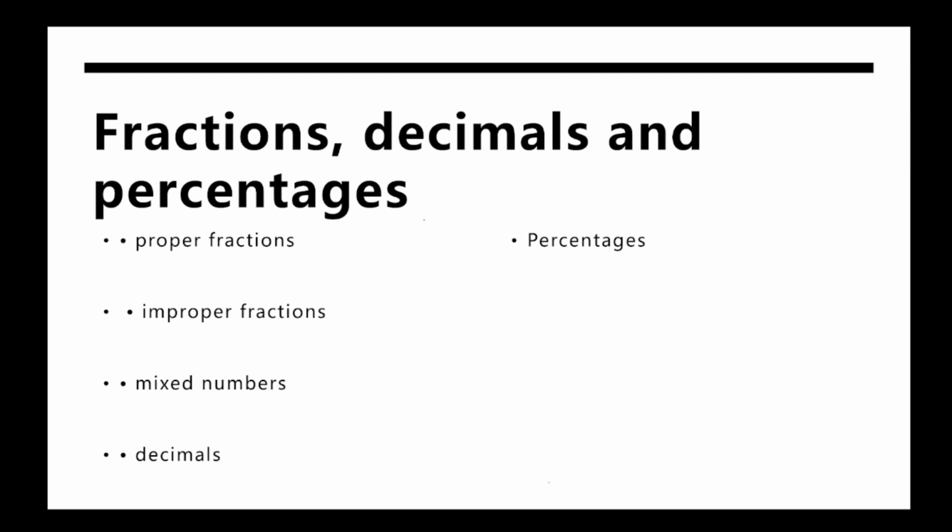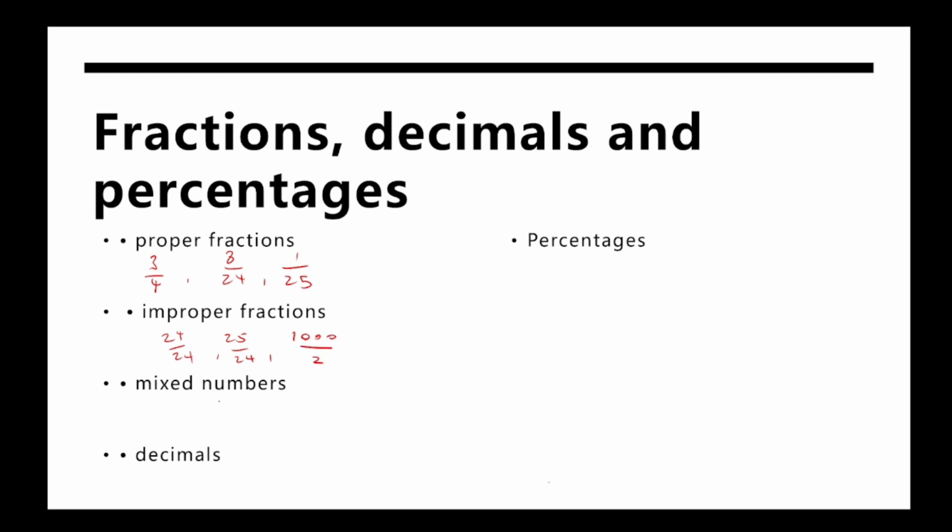Fractions, decimals, and percentages. So first we'll do fractions. A proper fraction is a fraction with its numerator smaller than the denominator. An example would be 3 by 4, 8 by 24, or also 1 by 25. An improper fraction is a fraction with its numerator greater or equal to its denominator. Examples would be 24 over 24, 25 over 24, something big like 1,000 over 2.